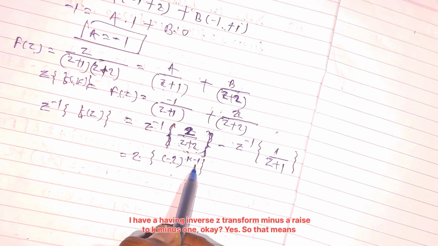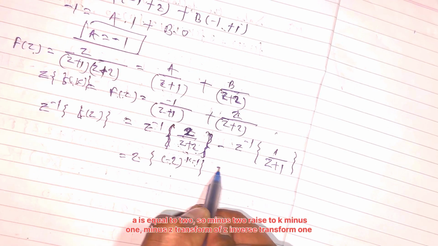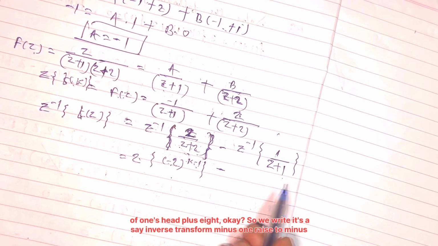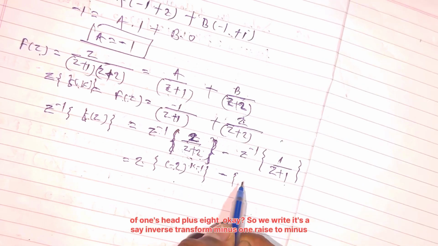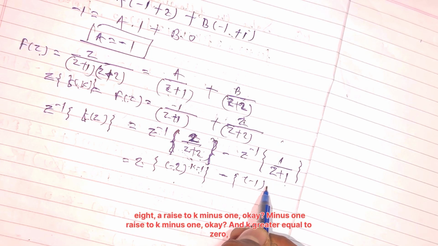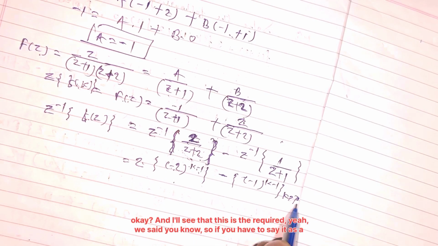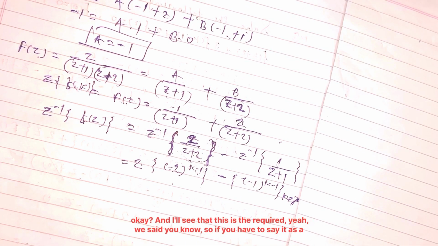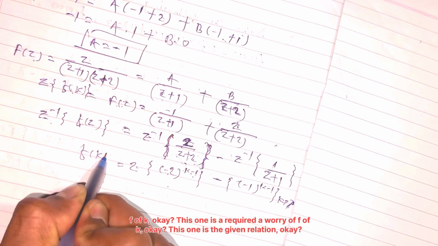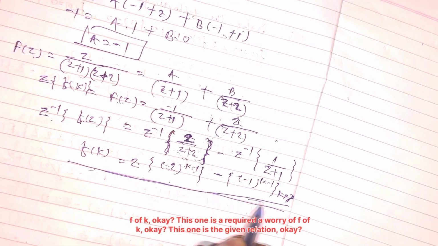So that means a is equal to 2, so minus 2 raised to k minus 1, minus the z inverse transform of 1 upon z plus a. So we write its z inverse transform as minus 1 raised to k minus 1, for k greater than or equal to 0. Now see that this is the required z inverse of F of z, as f of k. This one is the required f of k.